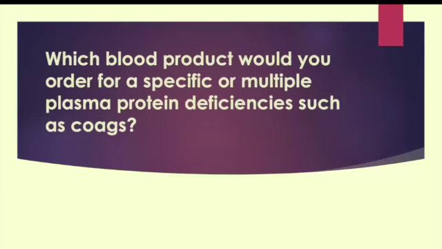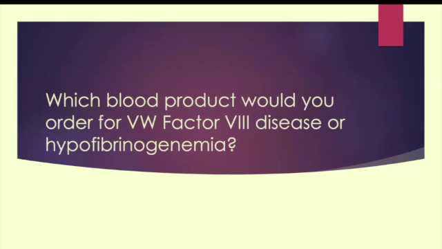So which blood product would you order for a specific or multiple plasma protein deficiencies, such as coags? So again, if you had von Willebrand, you could order the concentrate for that, but there is something else you can order before that, which is your FFP. That's going to have all your coags in there, FFP. Which blood product would you order for von Willebrand factor 8 disease or hypofibrinogenemia? That is your cryoprecipitate, because that's going to have your coag factors in it too.